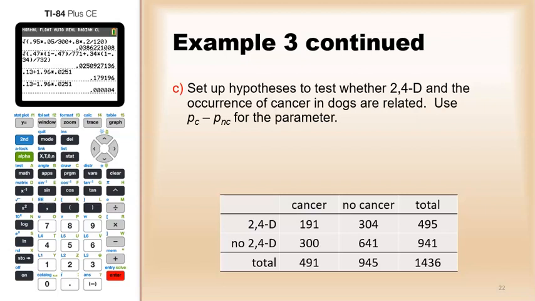All right, so what about hypotheses? To test whether 2,4-D and the occurrence of cancer are related, first, our groups are going to be the cancer group and the no cancer group. So p_C minus p_NC. The null hypothesis would be that the difference in proportions, the proportion from the cancer group minus the proportion from the no cancer group, is equal to 0. The alternative is that the difference in proportions is not equal to 0.